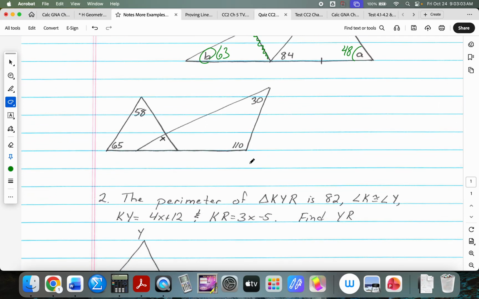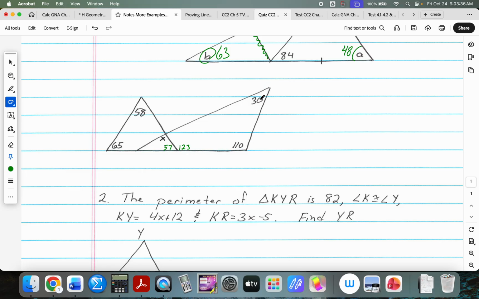Okay, then for this problem, what we can do is use these two triangles, not the little bitty one, but the two bigger triangles, and find the third angle in each of those. Let's see, 58 and 65 is 123. So that means this angle is what, 57?